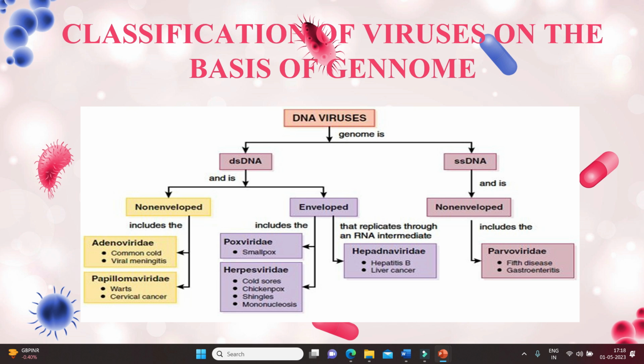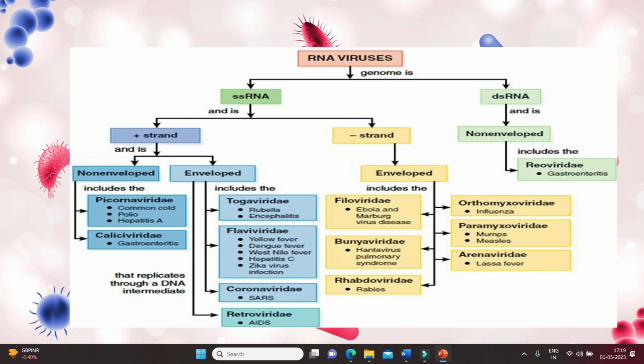Non-enveloped includes the adenoviridae and papillomaviridae. In adenoviridae, common cold and viral meningitis come, and in papillomaviridae, cervical cancer comes. Enveloped includes the poxviridae and herpesviridae. And the enveloped one that replicates through an RNA intermediate is hepadnaviridae, that is hepatitis B. And coming to ssDNA, it is a non-enveloped DNA virus, which includes parvoviridae, that is gastroenteritis.